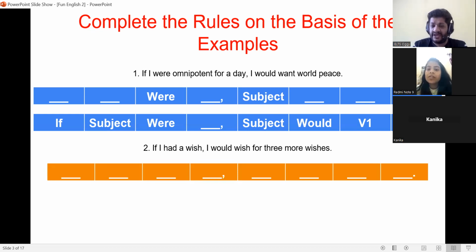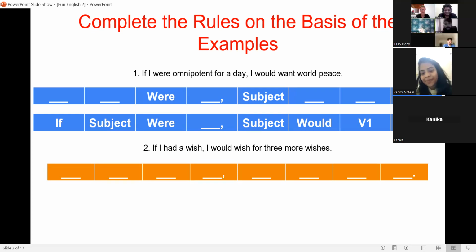Okay, I'll be listening to you guys discuss your rule. If subject had, and then the rest of the sentence, and then subject would verb first form, and then the rest of the sentence. Not bad. Okay.